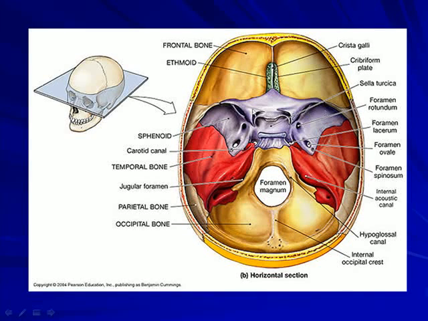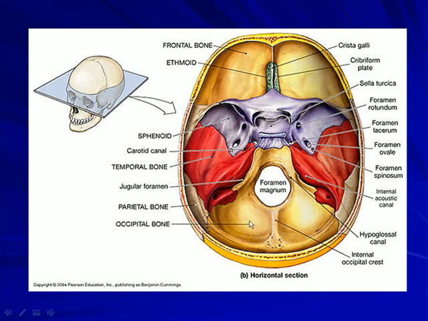This is a much better view of the sphenoid bone. You should also be able to identify this location, the sella turcica. You should know what structures sit at the sella turcica. Two important landmarks here: the crossing of the optic nerve, and also the location of the pituitary gland, which sits here. Again, you should be able to identify this as the occipital bone, and that as the foramen magnum.